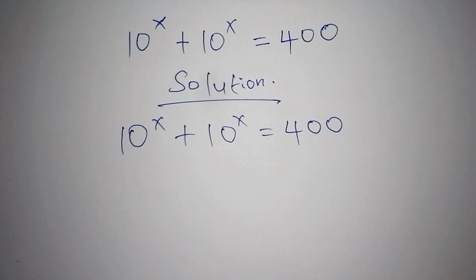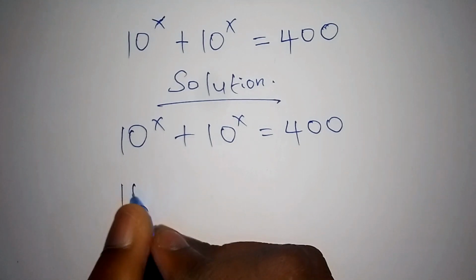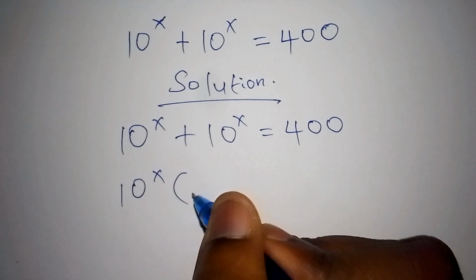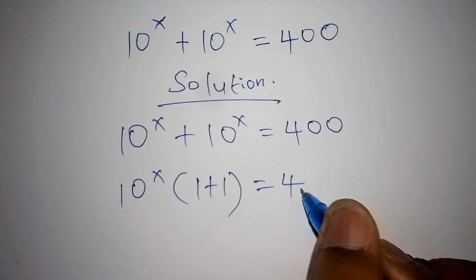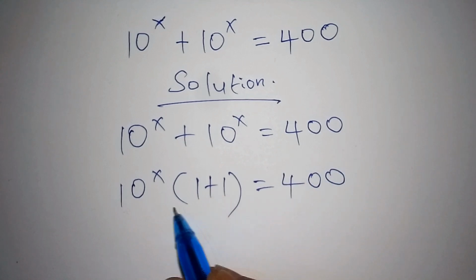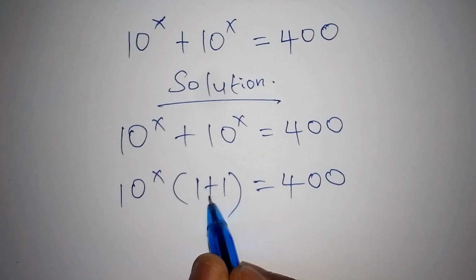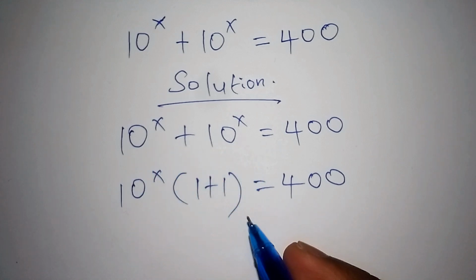The first thing that we need to do is factorize 10 to the power of x plus 10 to the power of x. So we shall have 10 to the power of x into bracket 1 plus 1, close the bracket, is equal to 400. Meaning that 10 to the power of x multiplied by the number inside the bracket gives us 10 to the power of x plus 10 to the power of x.